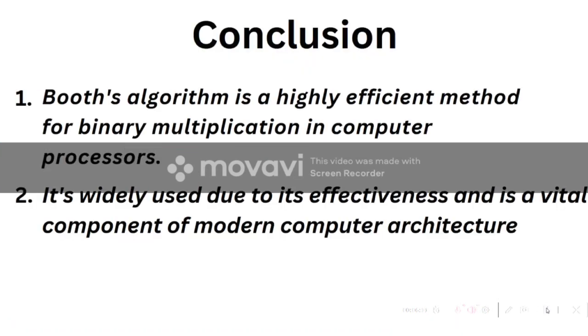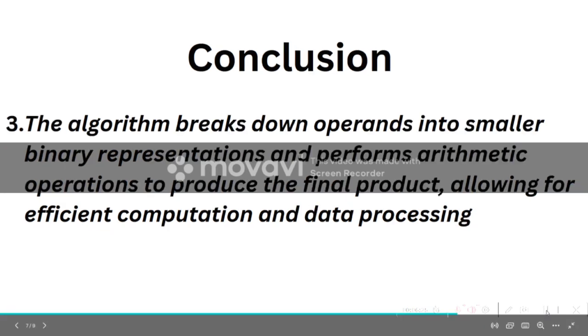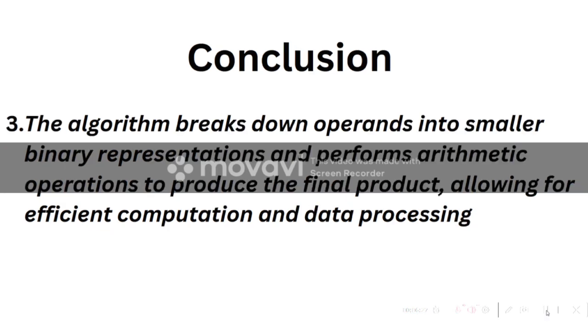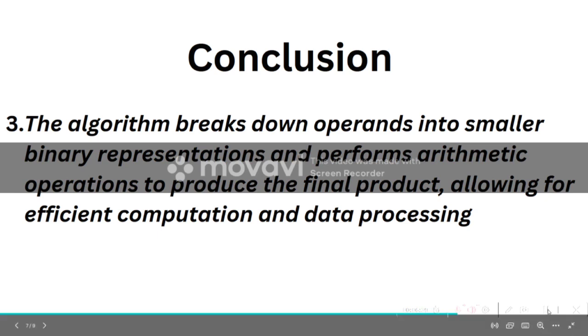So, conclusion. First, Booth algorithm is a highly efficient method for binary multiplication in computer processors. Second, it is widely used due to its effectiveness and is a vital component of modern computer architecture. And the last point is the algorithm breaks down operands into smaller binary representations and performs arithmetic operations to produce the final product, allowing for efficient computation and data processing.